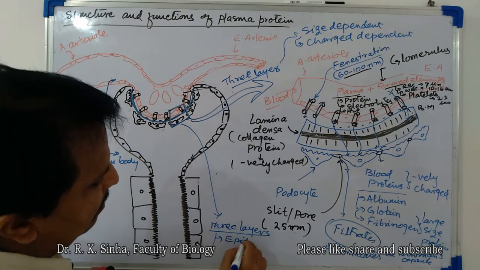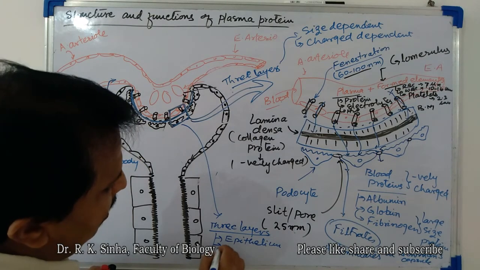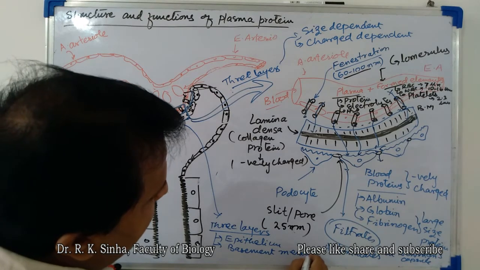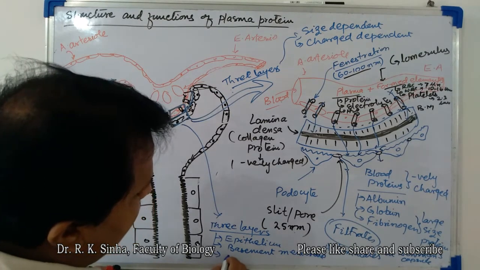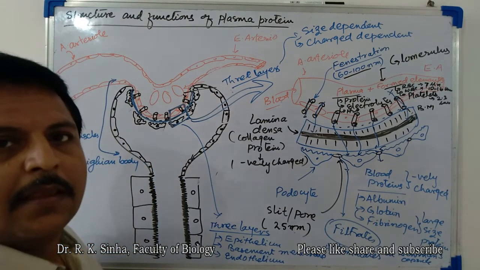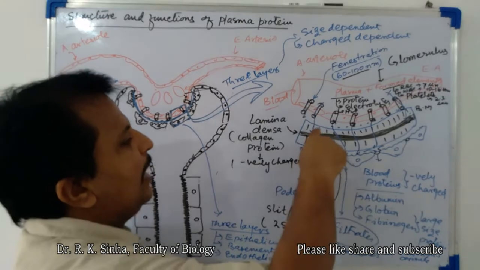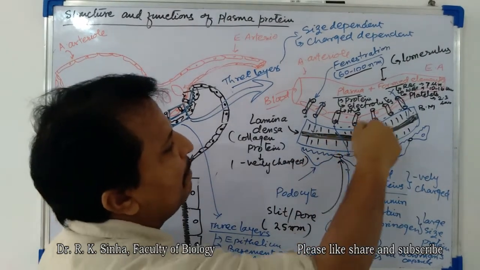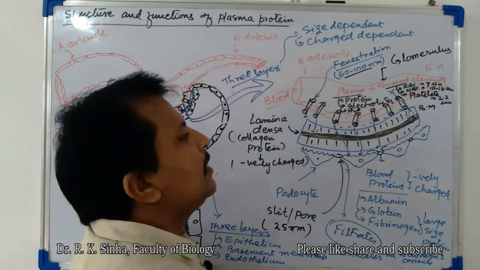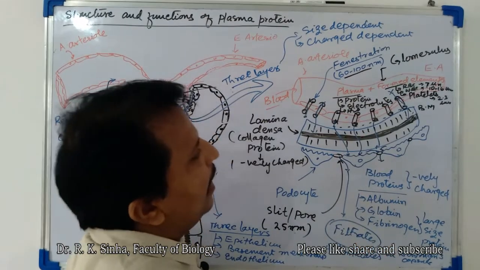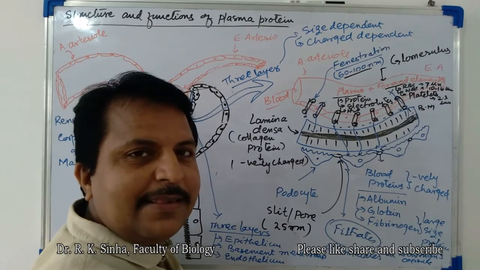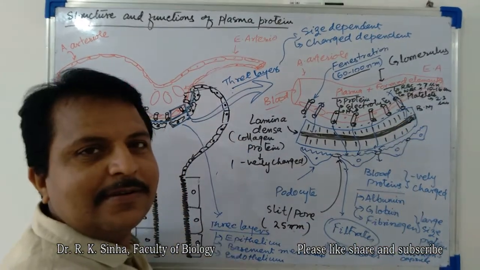epithelium, basement membrane, and endothelium. Okay, so this is the epithelial lining, this is the basement membrane, this is the endothelium, and it cannot pass, and these are large size blood cells, so they cannot pass out.